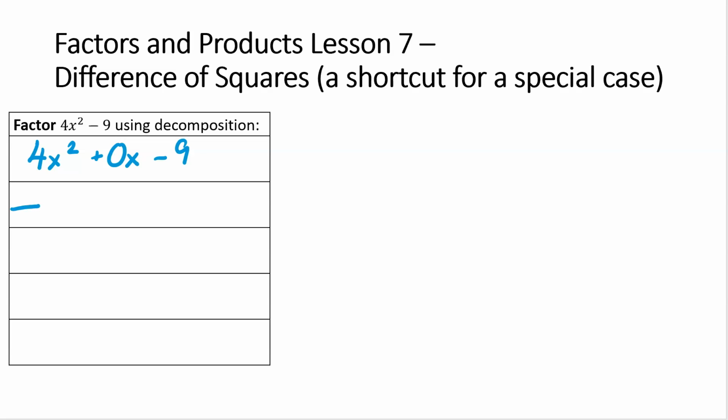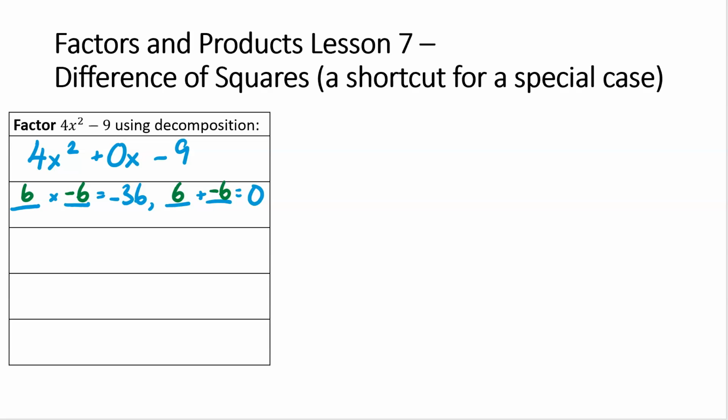We look for two numbers that multiply to give us 4 times negative 9, which is negative 36. And those same two numbers need to add to give us the middle term, which in this case is a 0. What would those two numbers be? Well, it'll just be a positive 6 or a negative 6, because positive 6 times negative 6 is negative 36. Positive 6 plus negative 6 is 0.